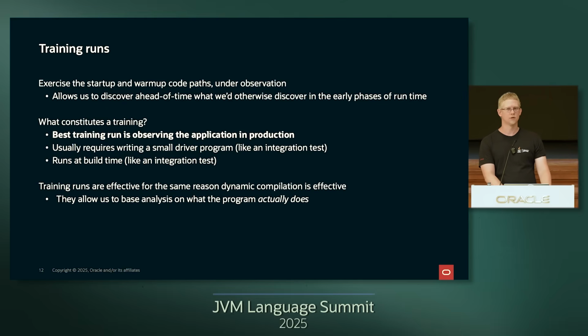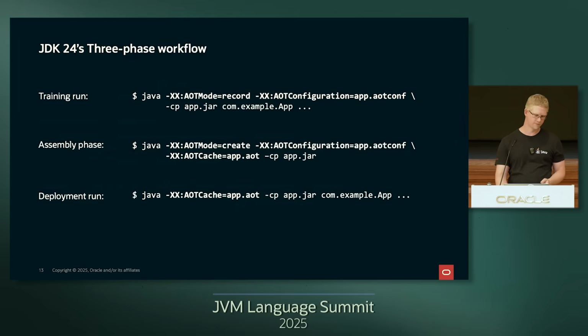All right, so we have a training run. We've used it to collect some observations. What happens after that? Well, in JDK 24, we have this 3-phase workflow. And if you were at the workshop earlier this week, John talked about the early prototypes where it was actually like a 5-step workflow. So the fact that we were down to 3 is pretty good.